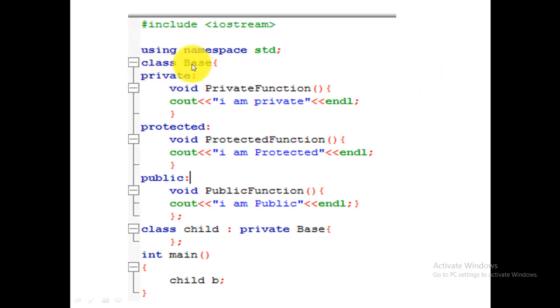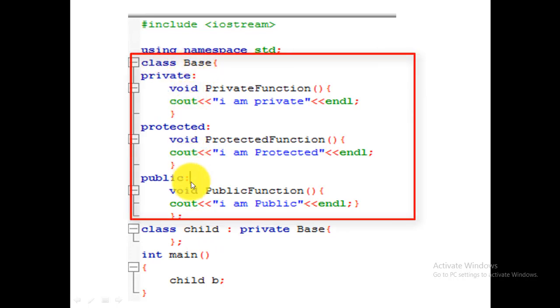So this is the base class and here is the child class. The child class is inherited from a base class. This is a single inheritance. The base class has three sections: the private section, protected section and public section. Under the private section, we have a function named private function that simply prints a statement I am private. In the protected access specifier, there is a function named protected function that simply prints a statement I am protected. And in the public section, under the public access specifier, there is a public function which simply prints a statement I am public.